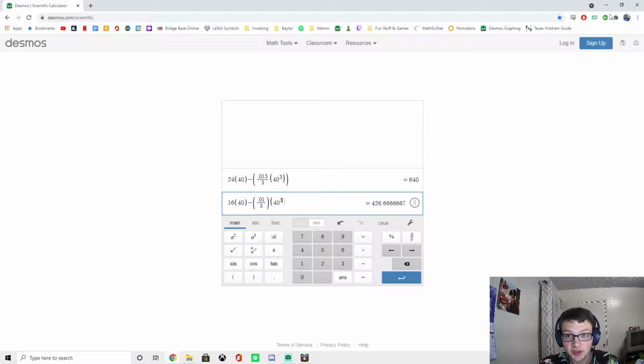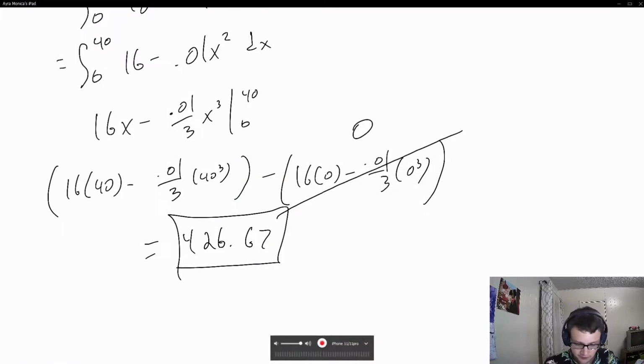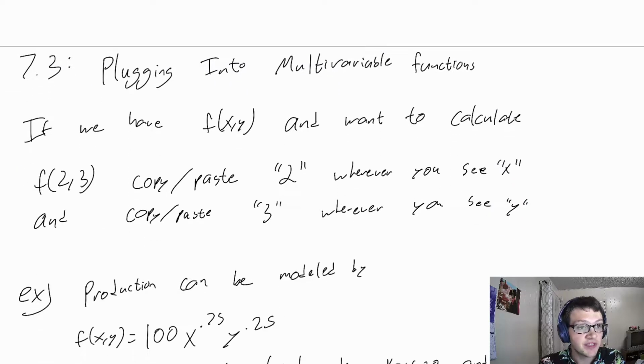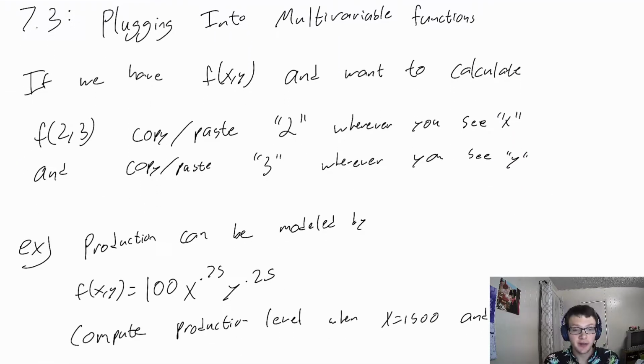That is our producer surplus. So that's area bounded between functions. After that, we moved into Chapter 7, which is all about multivariable functions. And 7.3 is a pretty quick and easy section. It's all about just plugging numbers into multivariable functions and understanding what f of xy means.